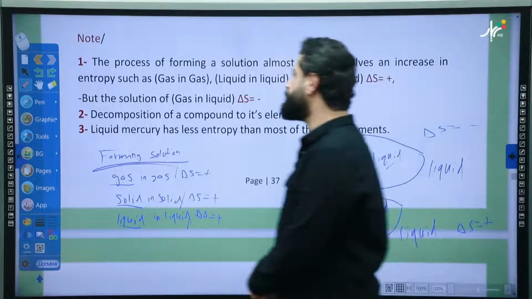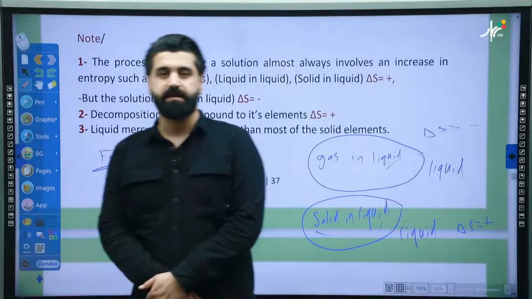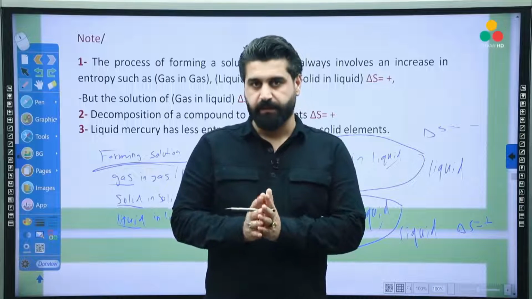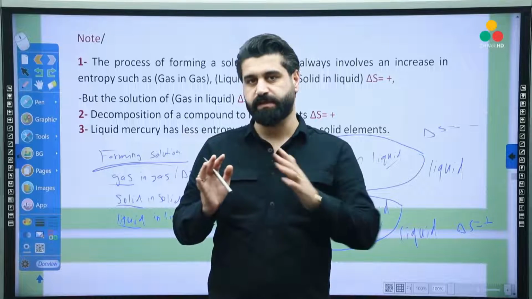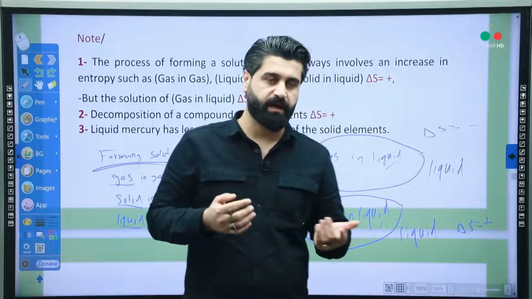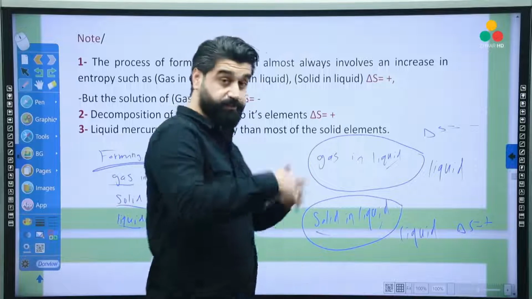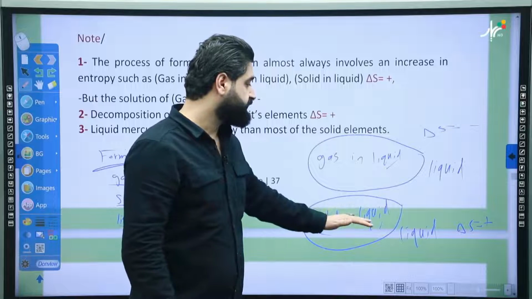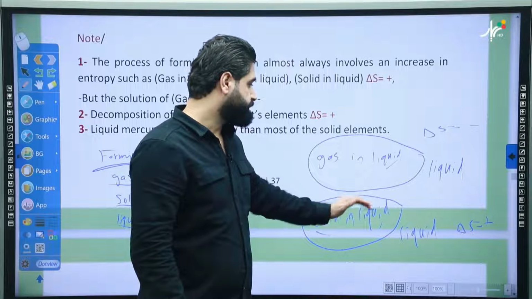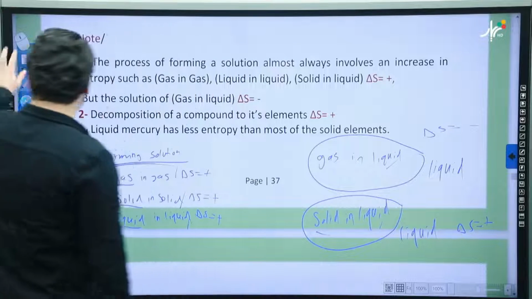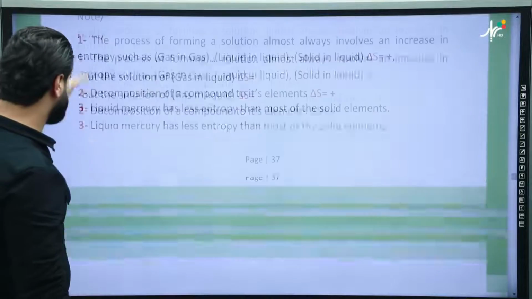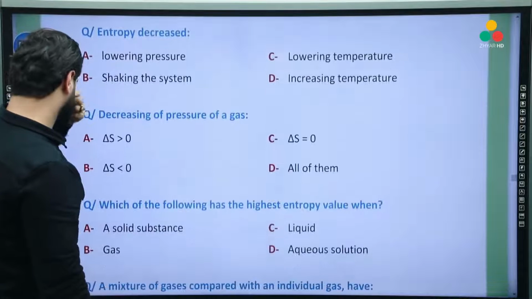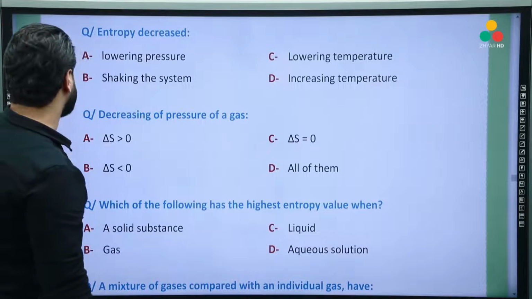So the process of forming a solution is most of the time positive according to delta S. But if solute and solvent have different physical states, it depends. Gas in liquid, negative. Solid in liquid, positive. Yep, it's correct. Gas in liquid is negative. Solid in liquid is positive.